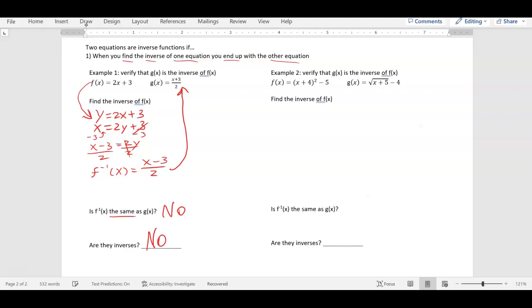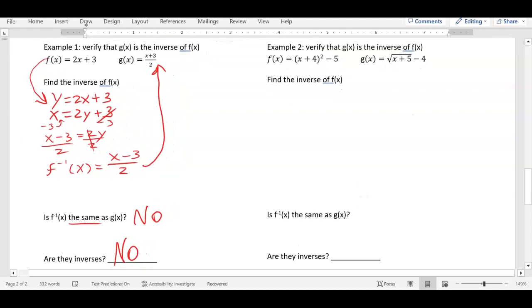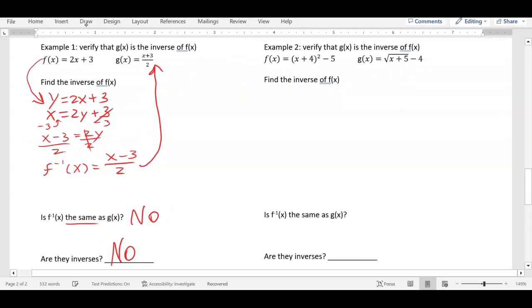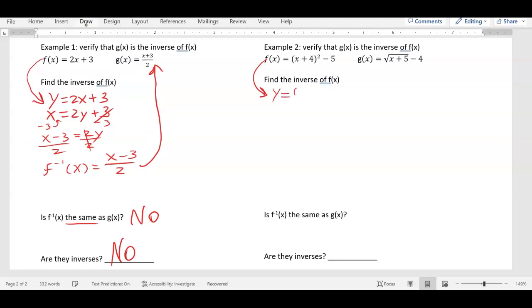Same thing with example 2. Let's try it. F of x turns into what letter? Y. Now this is just like what we did on our warm-up. We should be pros at this. Opposite, once I switch it to y, I need to switch x and y. Get rid of the loner minus 5 by adding 5.